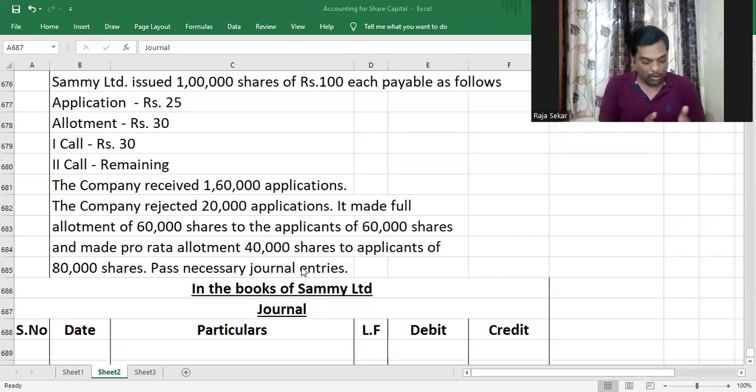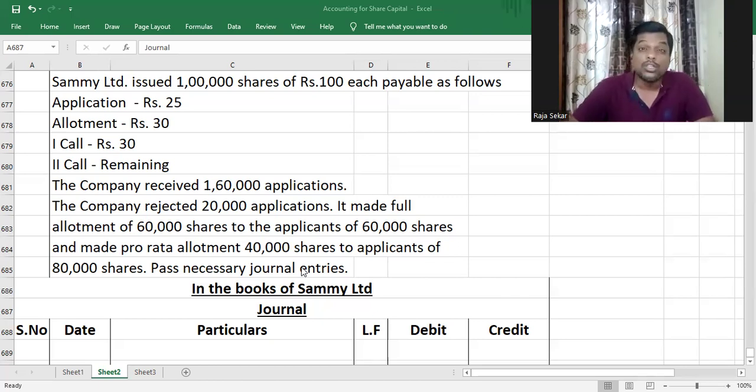Now, in this case, when there is full allotment, rejection, and pro rata allotment, you have to refund the excess application money, and you have to find out how much of that excess application money is available for the pro rata allotment people, because the entire excess application money cannot be used for all the 1 lakh shares. Out of the 1 lakh shares, the holders of 60,000 shares have only applied for 60,000 shares. They didn't make any extra applications, and therefore they didn't pay any excess application money to be set off against further calls or share allotment money due.